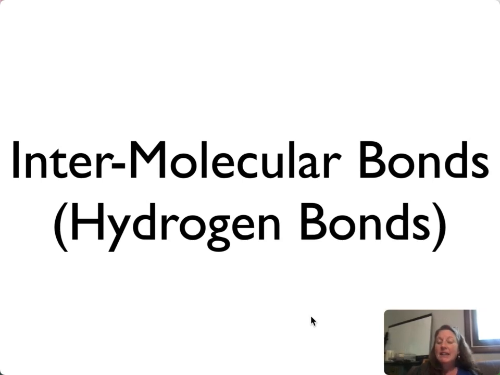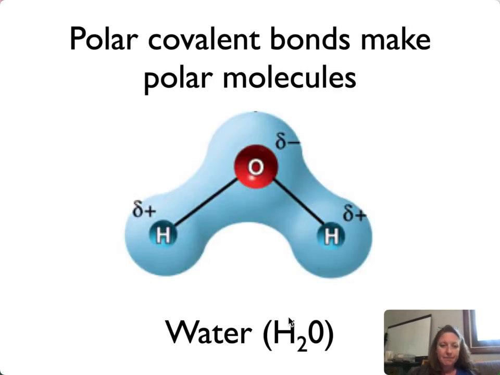Okay, in the last couple of sections, we talked about bonds between atoms that form molecules. In this unit, we're going to talk about intermolecular bonds, or bonds between molecules. These are also known as hydrogen bonds. So, when we have a molecule that uses polar covalent bonds, these make what we call polar molecules. Water is probably the most important of these.